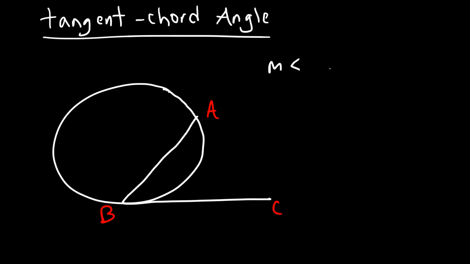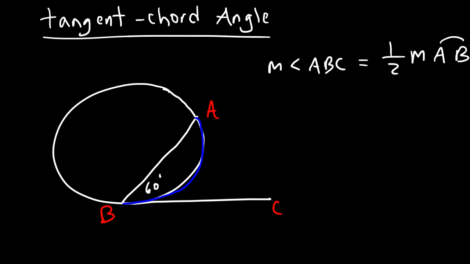Now the measure of angle ABC is also going to be 1/2 the measure of the intercepted arc. In this case, that's arc AB. So this is the intercepted arc. So let's say that angle ABC is 60 degrees. So the arc has to be twice the value. So arc AB is going to be 120. So therefore, angle ABC is half of 120. Half of 120 is 60. And so that's another theorem that you need to know, or just a simple equation that you have to know if you're going to have a test on this stuff.